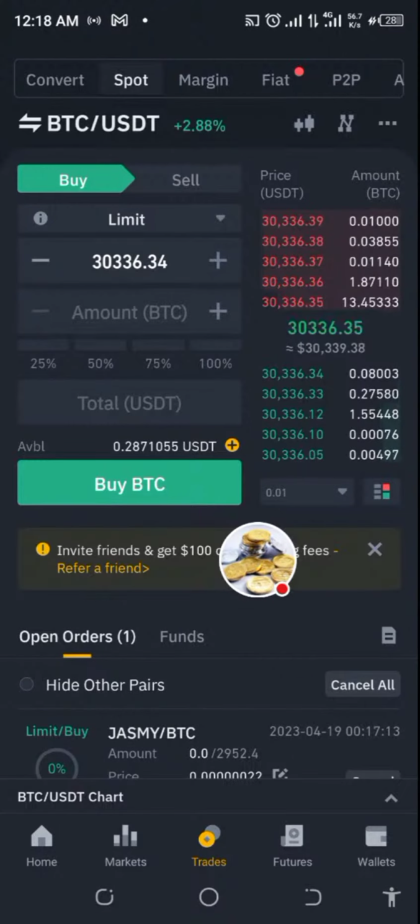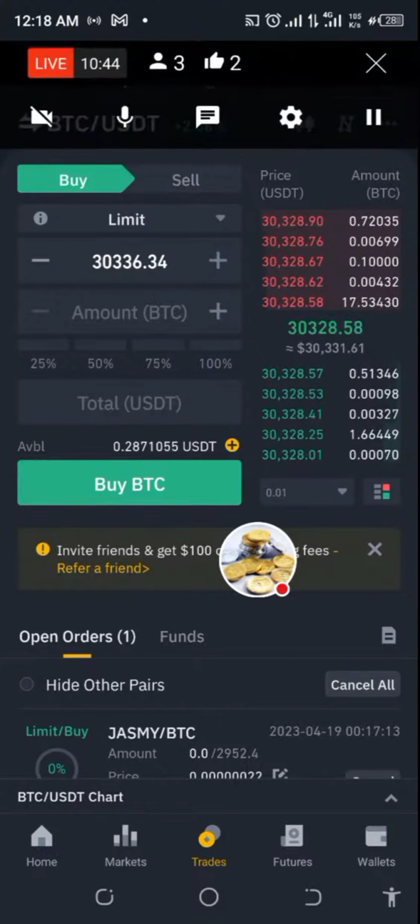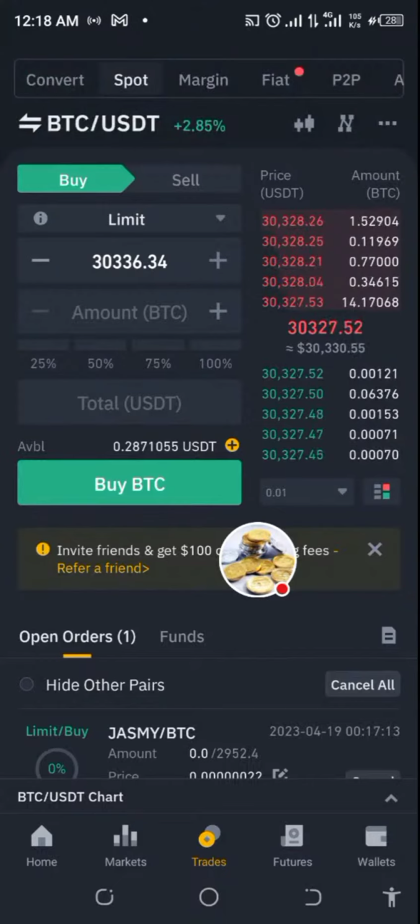Either I get JASMY bought so that I can sell to USDT, or I come back and I boomerang. Yeah, that's it. Those are the two options for us. So for now, I'll see you later on when this has executed or when there's an opportunity to boomerang. Whichever way, I'll see you shortly.